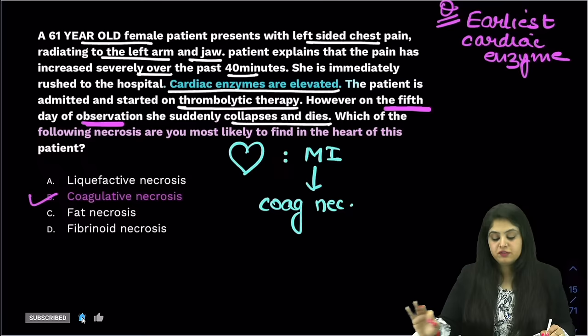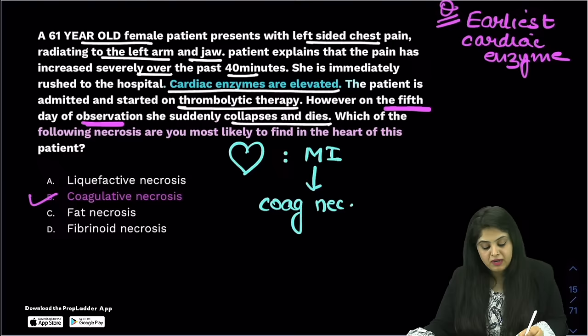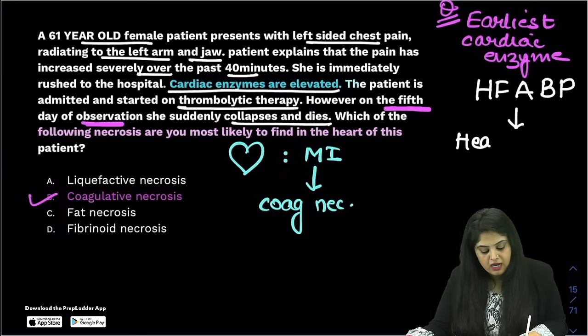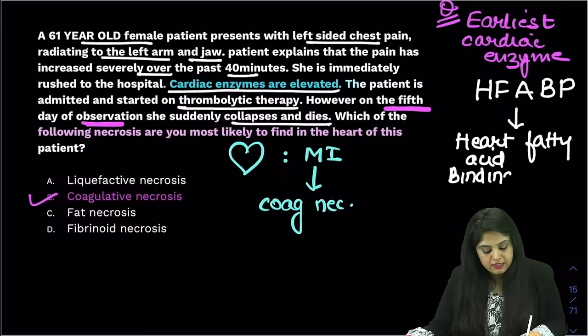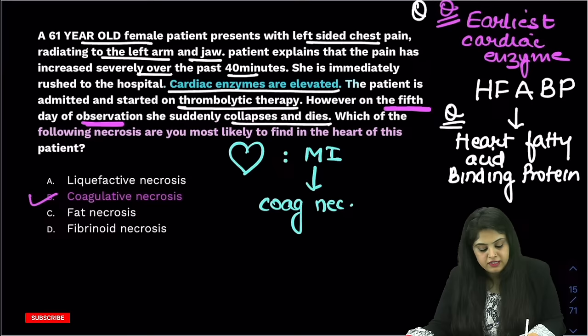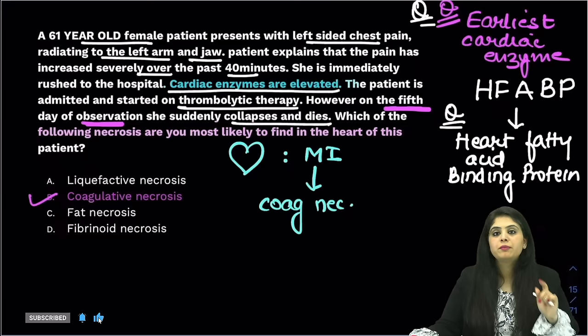Even something before myoglobin, heart fatty acid binding protein. The earliest is heart fatty acid binding protein, although no one really uses it much in practice, but definitely this is something that would come to you in your question. Heart fatty acid binding protein is very, very important. There are two of these fatty acid binding proteins. Tomorrow I'm going to teach you, because tomorrow is going to be our systemic day.